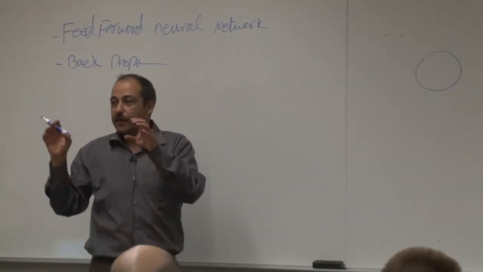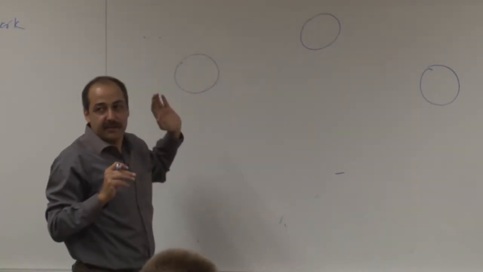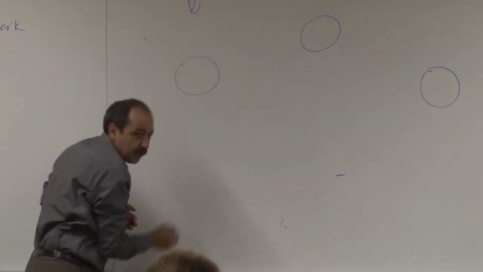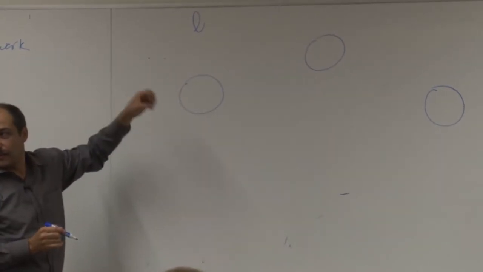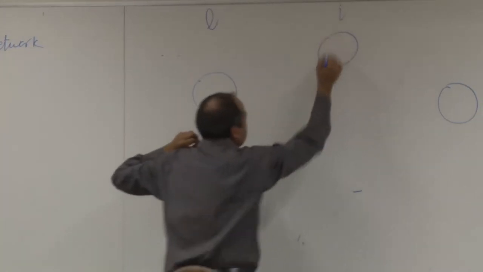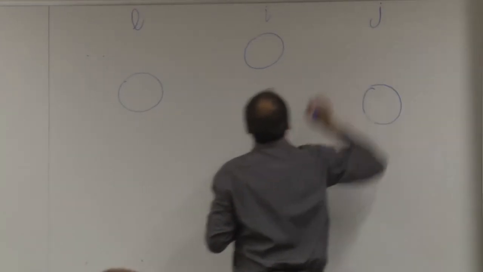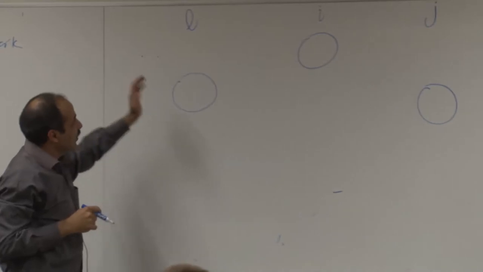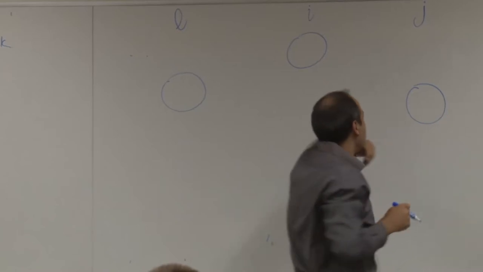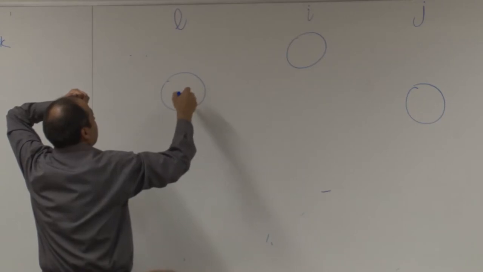This is just a snapshot of a huge neural network. This is one node of one layer. So let's call this layer L. In layer L, there are many nodes. I have just taken one of those. Then I have another layer of nodes, and this is one of those nodes. And I have another layer of nodes, and this is one of those nodes. Suppose these are three layers of this network, and I call one layer L, one layer I, and one layer J.